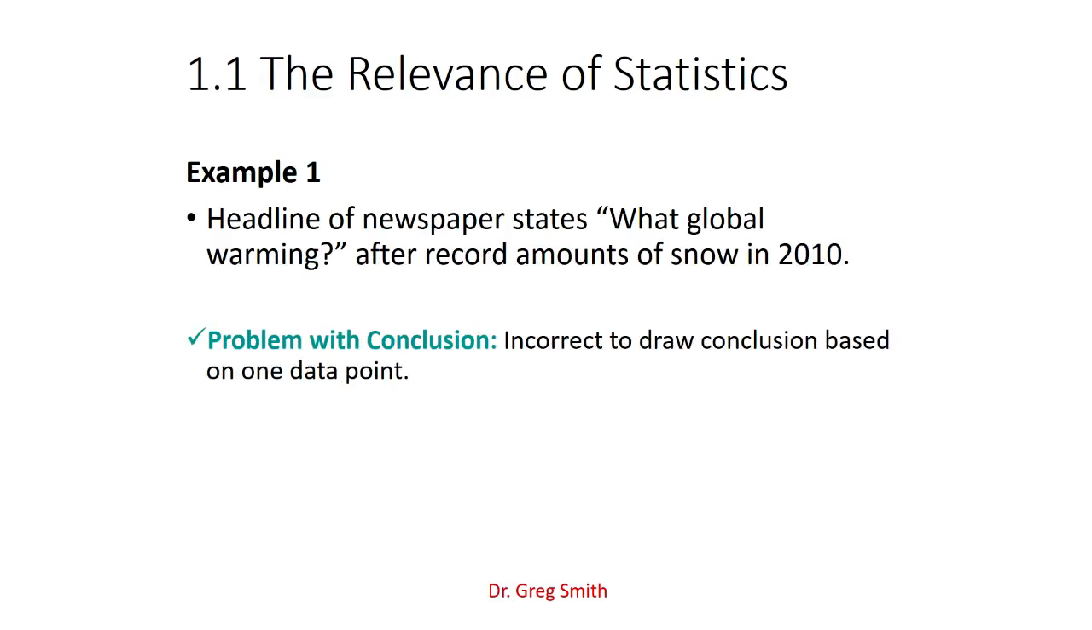So, for example, we read something from a newspaper. It says, "What global warming?" After we see record snowfalls in 2010. That's an interesting example. We're drawing a conclusion based off of one data point, 2010. Maybe not. We've had some global warming based on the amount of snowfall. But in this one case where we had a lot of snowfall, record amount in 2010, we can't draw the absolute conclusion that there is no such thing as global warming. Maybe, may not be, but we're just looking at one example here. Maybe we should look at a run of data, say from 1900 through 2016.